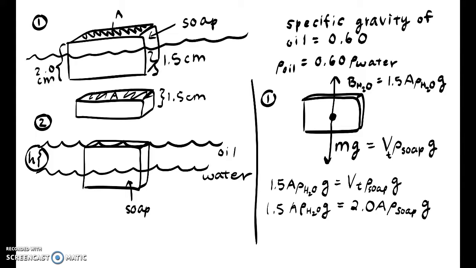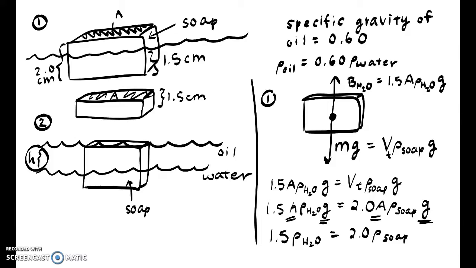Now we have a few things in common. We have A on both sides and G on both sides, so we can cancel to get 1.5 times the density of water is equal to 2.0 times the density of soap.